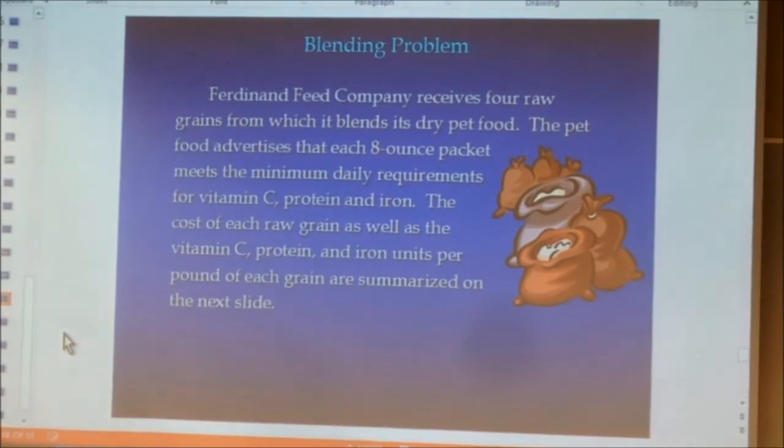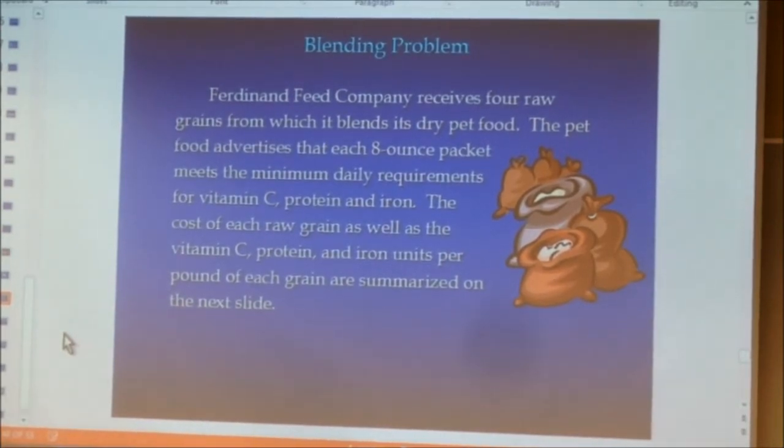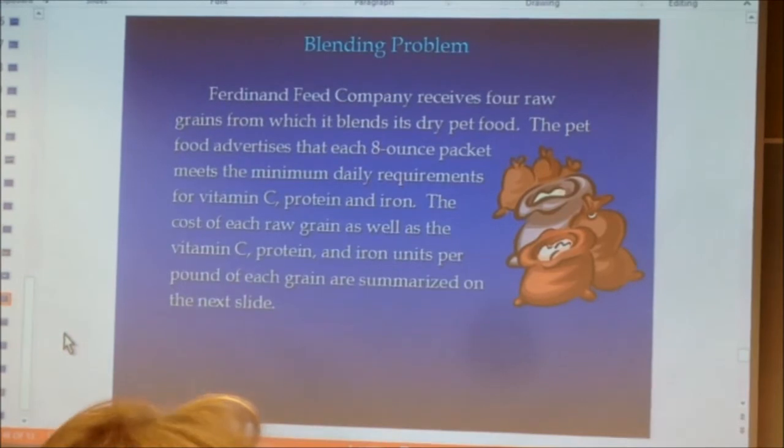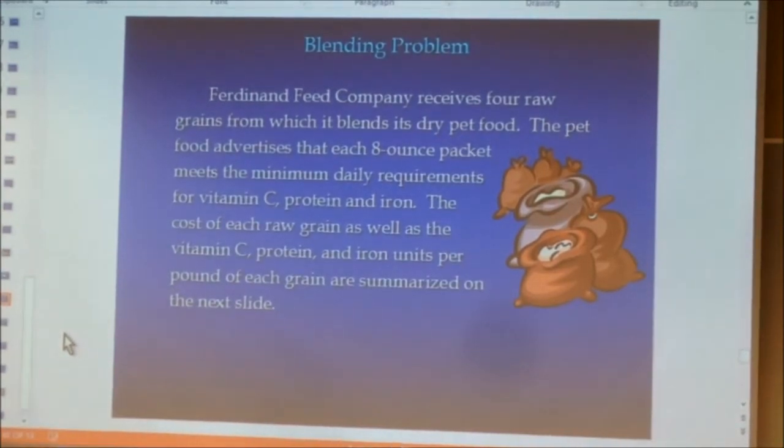And then you're going to use some raw grain, and each of these 3 different grains has vitamin C, protein, and iron. It just seems like the lesser expensive grain has less of these things, and the more expensive grain has more of this stuff. You're trying to figure out what combination of these grains will keep your cost as low as possible while making sure you meet every requirement the government is putting upon you for each packet.